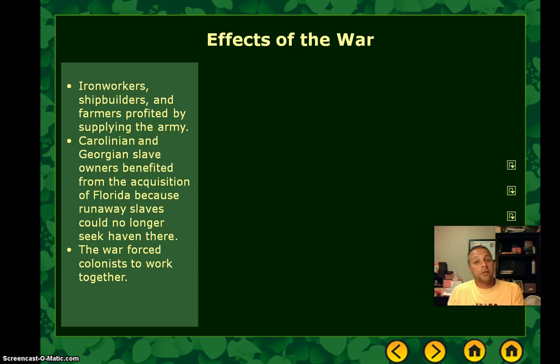So the war has far-reaching impacts, one of which is American industry profits from the war and becomes more of a competitor for European industry. Also, the slave owners benefit, specifically in the Carolinas and Georgia, because now slaves can't just run away and hide in Florida under Spanish control. Also, the war is the first time that colonists begin to talk about unification.